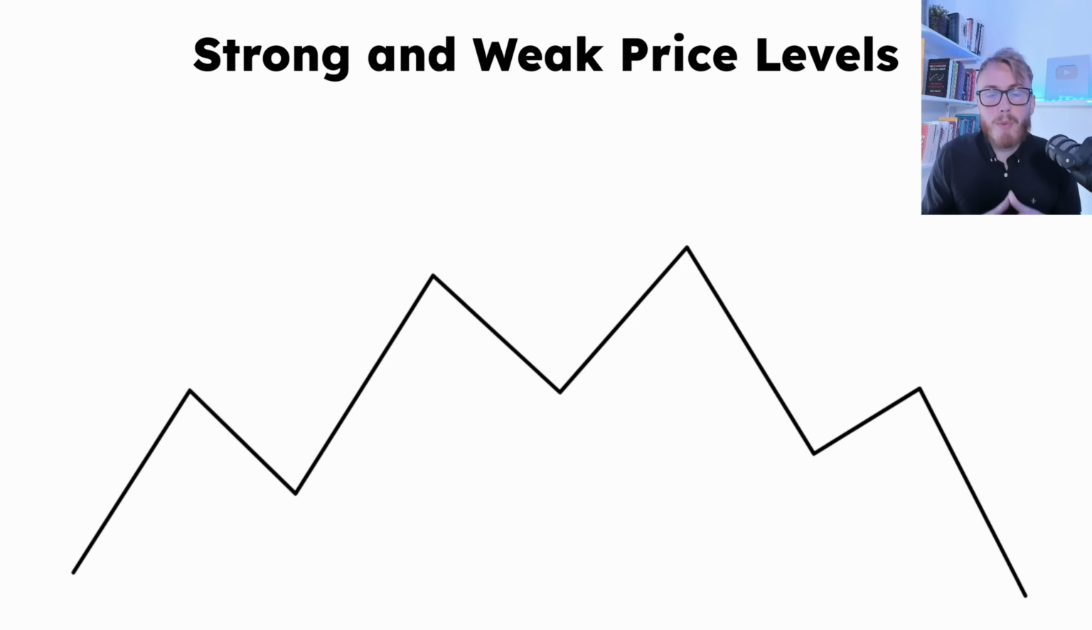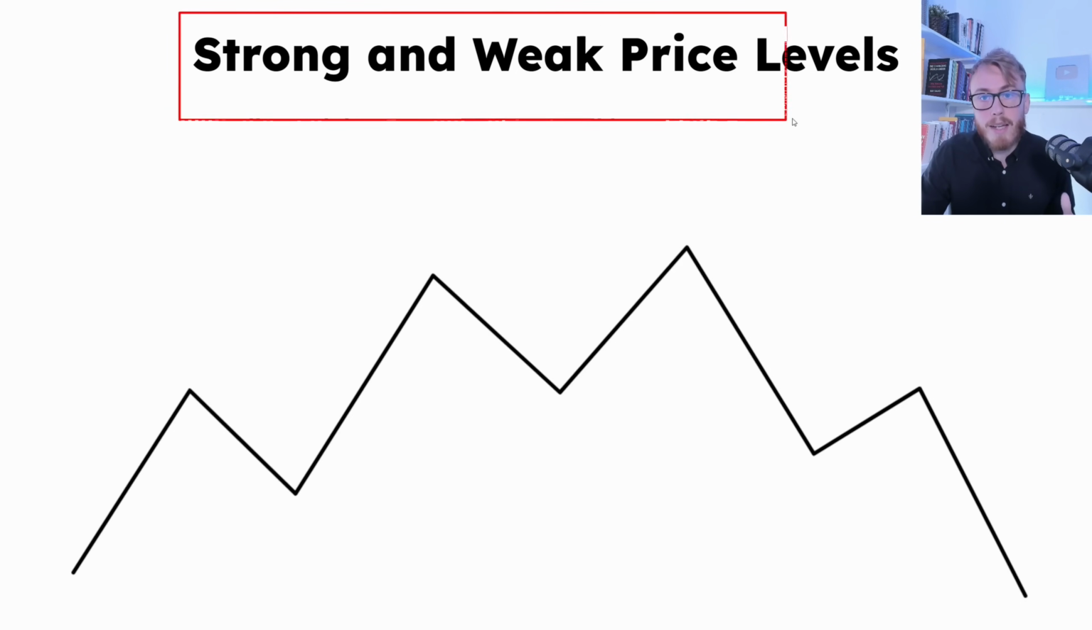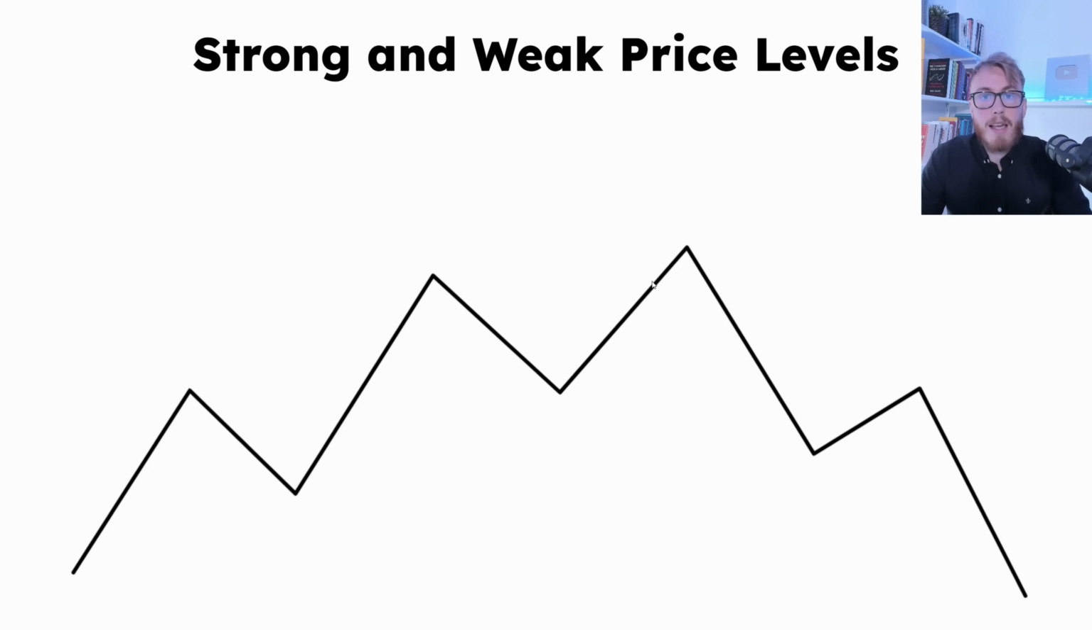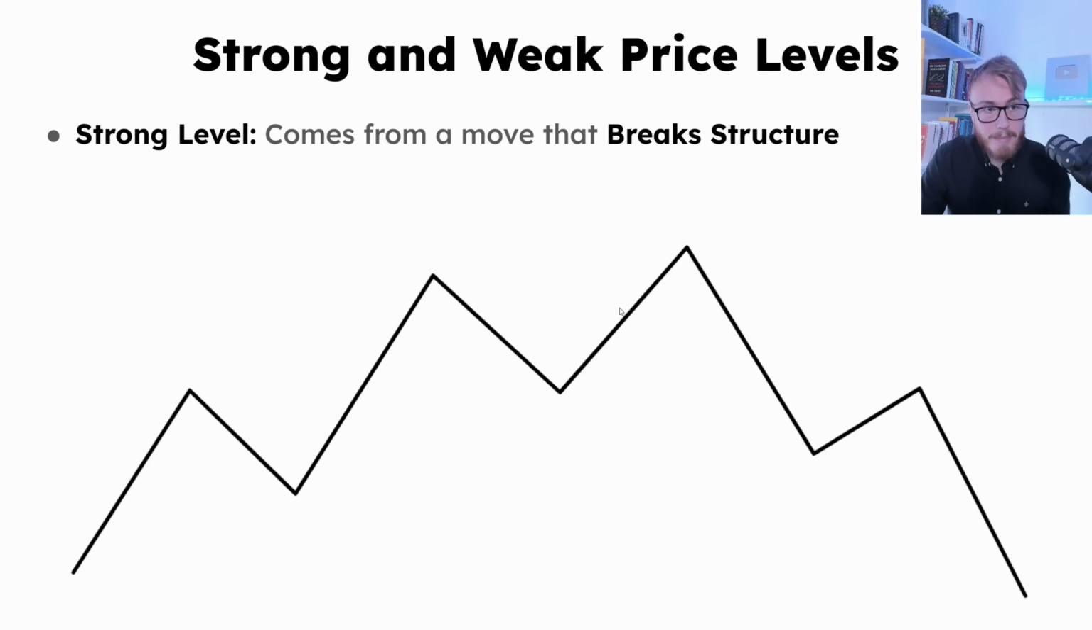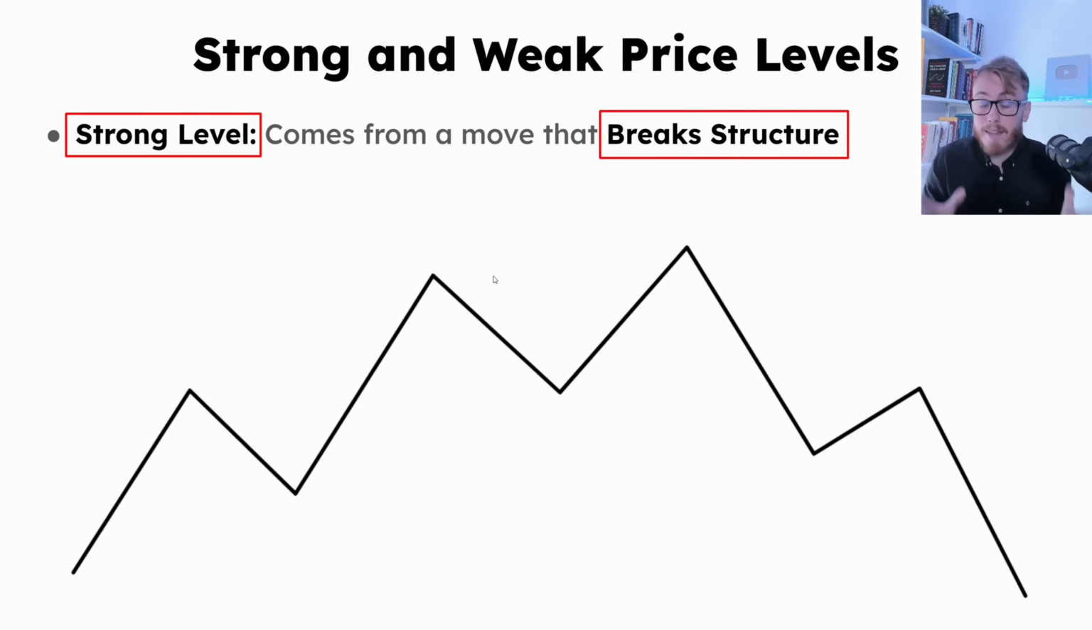Alright, so now we're ready to take a look at 2 more important concepts we need to learn about, and that is strong and weak price levels. This concept is pretty similar, but let's go over it quickly. A strong level is a level that comes from a move that breaks structure. At this point in the course, you can hopefully identify the break of structure. So for example, remember right here, we have a break of structure, right? Because we break to a new high in an uptrend.